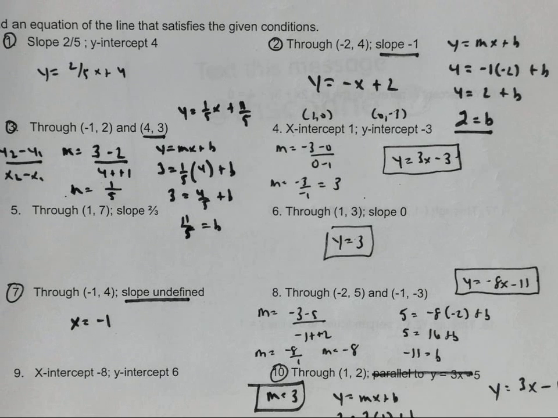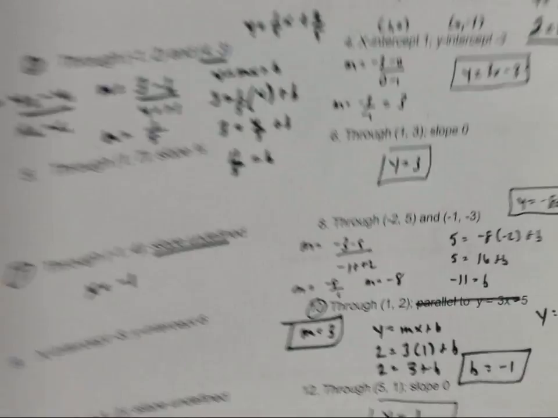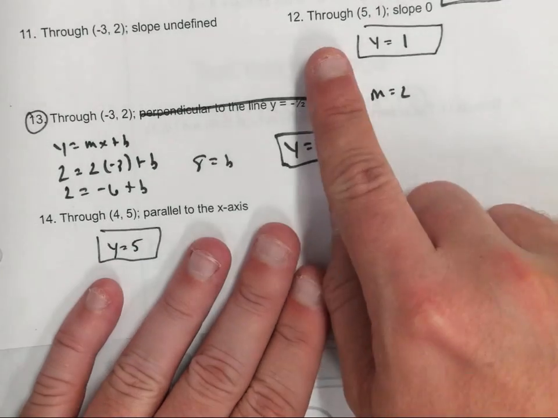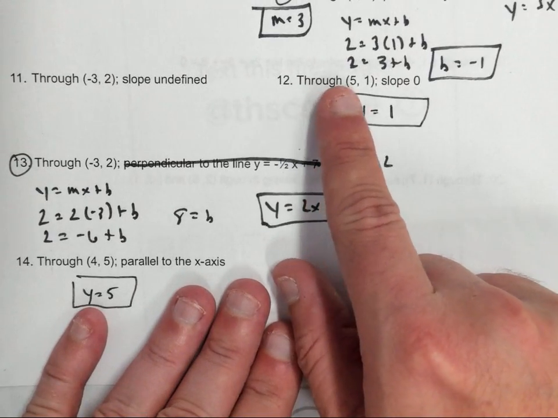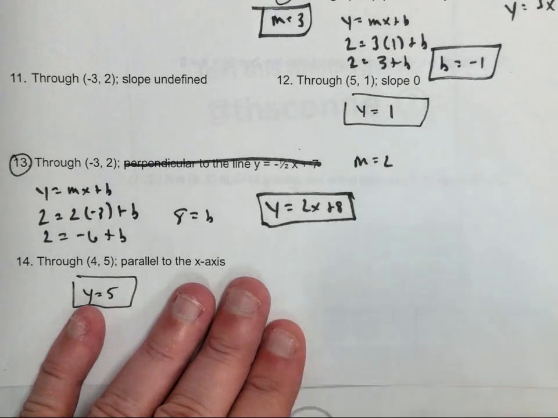All right. Are there any questions on 4, 6, or 8? Okay. We did 10 yesterday. 12. It says (35, 1), slope of 0. That's y equals 1. It's a horizontal line.